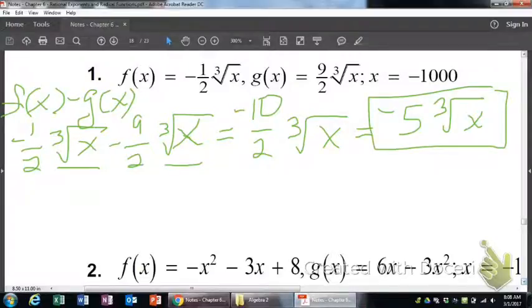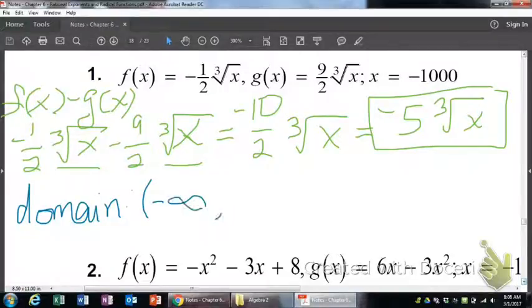Next, I'm going to state the domain. The domain of this function, since it's still on your graph, you can put it in your calculator and you'll see that your x values go from negative to positive infinity.